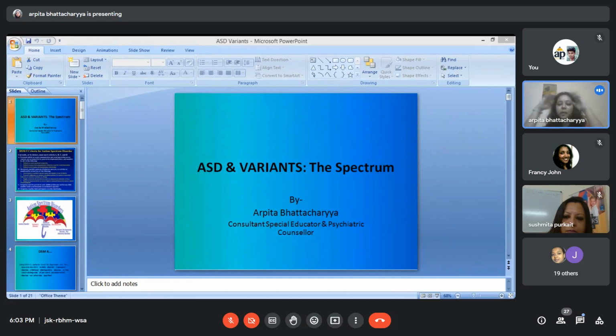If this is the spectrum, at this end somebody can be with very mild symptoms, and the spectrum can go like this, and at the other end can be someone with very, very severe symptoms. But both are diagnosed with autism and both have some common difficulties. At the same time, they are also different from each other. Every individual with a diagnosis of autism is different from another individual with the same diagnosis. That's why this issue of variants comes in, and there the challenge lies.